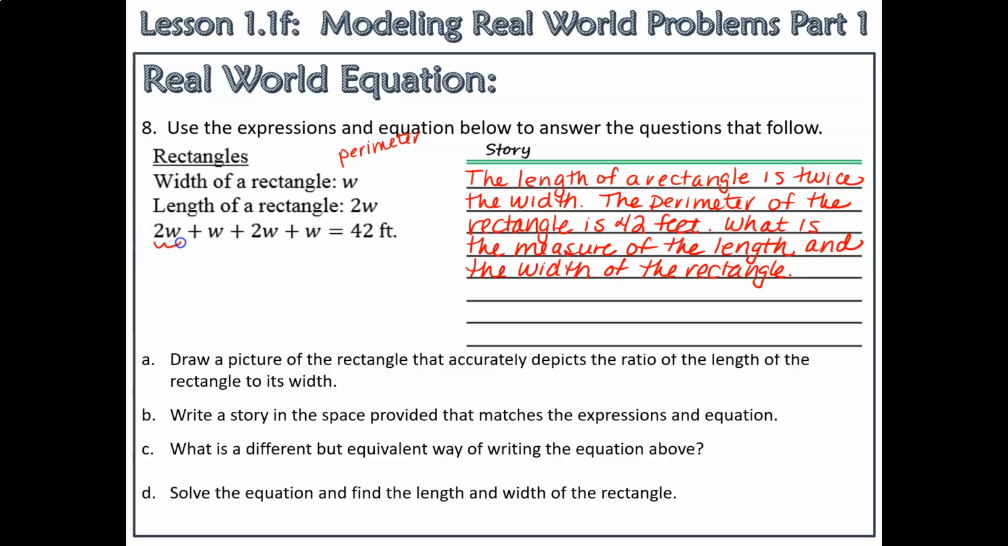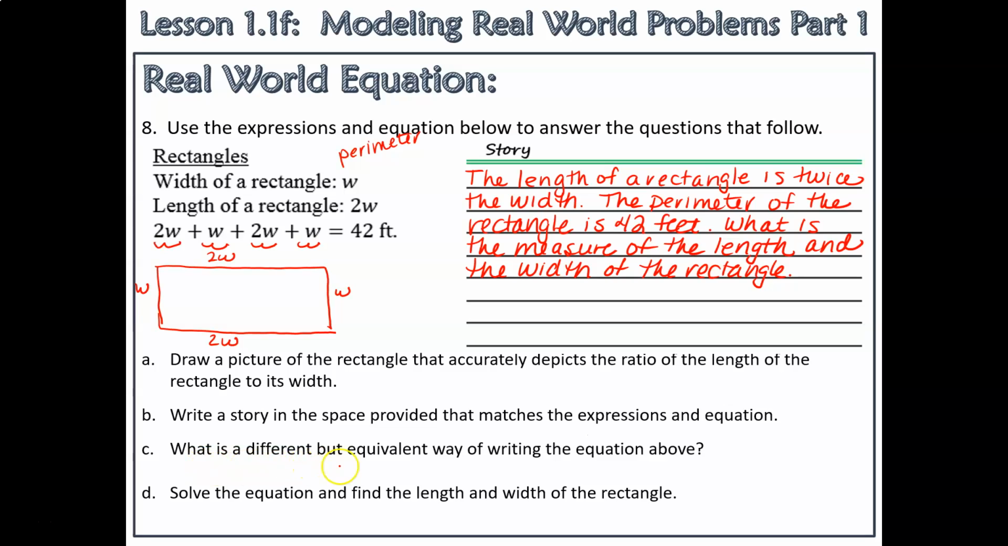So we're going to combine all. Oh, well, A says to draw a picture. Let's do that first. Here's our rectangle. So the length is 2W and the width is W. Okay? So we drew that picture. We wrote our story, which is B.